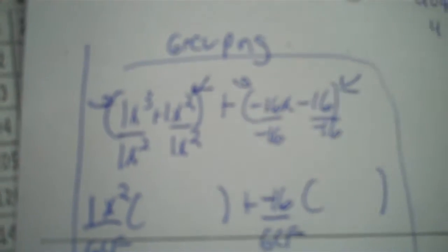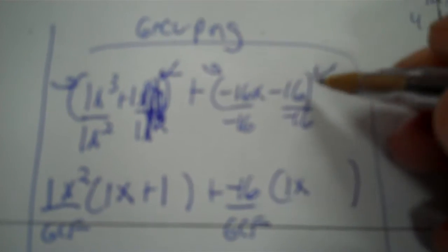Okay. Now we're going to divide by 1x to the second up here, and then we're going to divide by negative 16 here. So 1 divided by 1, cross out the x's in the last division. They cancel. That's x to the third divided by x to the second. Remember how that works. x. Then 1 divided by 1 is 1. Okay. Now over here you're going to get the same thing. That's positive 1x, and then negative 16 divided by negative 16 is positive 1.